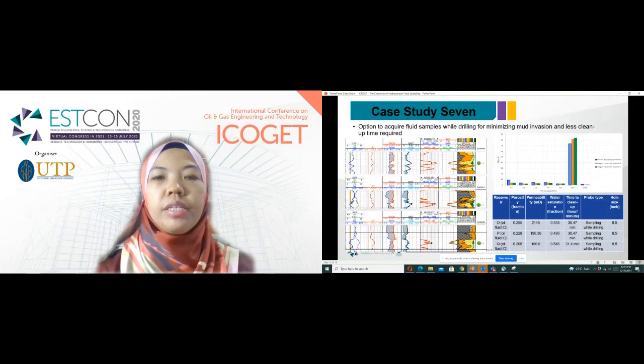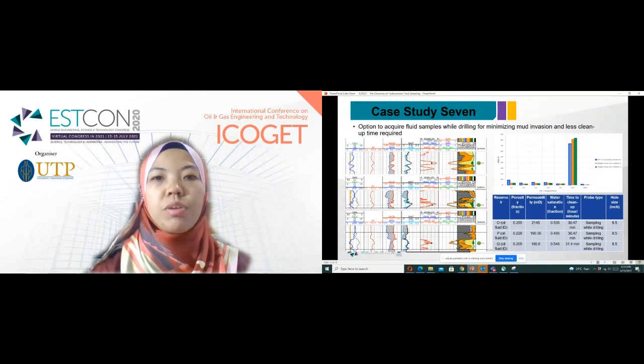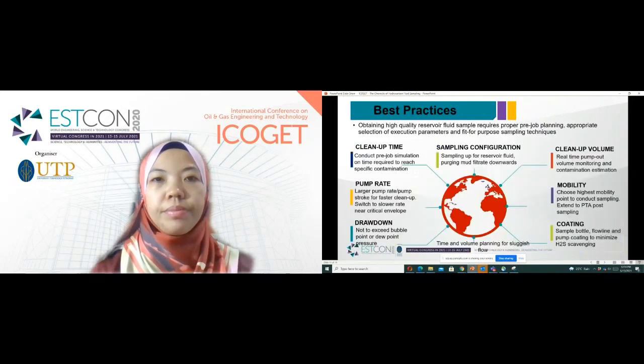Case study number 7 offers an alternative in the reservoir's downhole fluid sampling, where the sample is acquired during the drilling time itself instead of waiting until after the drilling is completed. It is observed that the cleanup time to see the reservoir fluid coming into the wellbore is about 30 minutes. So in this case, sampling while drilling offers an advantage in terms of faster cleanup time due to less mud invasion during drilling as compared to after drilling.